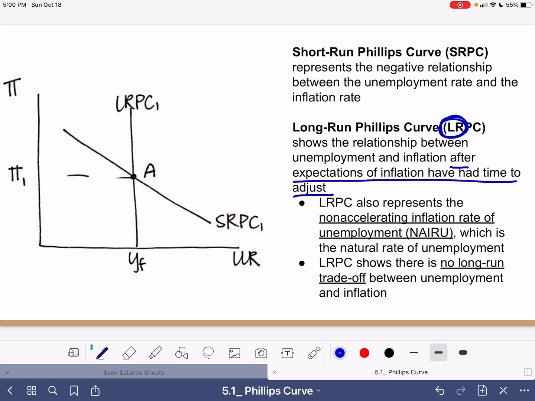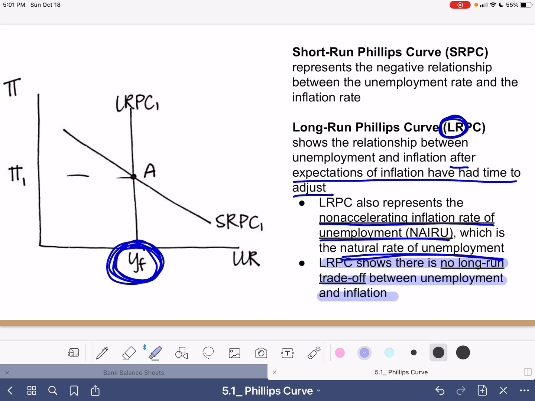Our long-run Phillips curve, where we mark our full employment marker here, also represents the non-accelerating inflation rate of unemployment, which is just the natural rate of unemployment. So another way to phrase our natural rate of unemployment is the non-accelerating inflation rate of unemployment. And just to emphasize this point, our long-run Phillips curve shows there's no long-run trade-off between unemployment and inflation. So in the long run, we are not going to experience a significant trade-off or any trade-off at all when we are experiencing changes to unemployment and inflation.